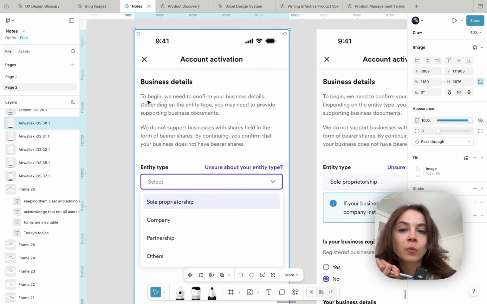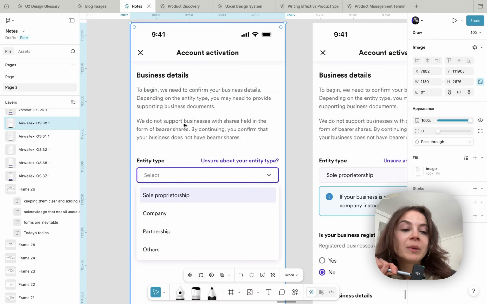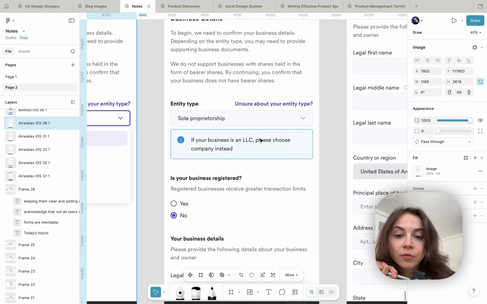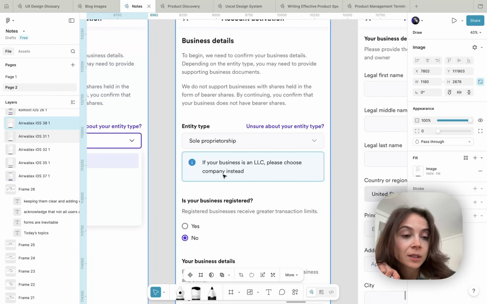They are clarifying what this form is about, and they also warn users about the types of businesses they do not support. So you should be aware of that. When they are asking you to select the type of entity, they acknowledge that not everybody is walking in with the knowledge of the difference between these types of entities, and offer you a link where you can verify this information. Moving forward, acting quite proactively, preventing you from making mistakes, and saying that if your business is an LLC, please choose company instead.